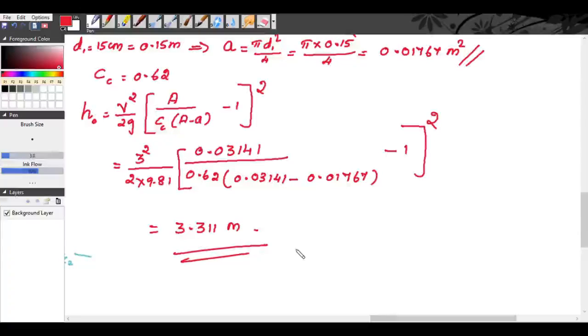Now, in the next class, in order to complete our third module, we have more problems. We have two more concepts. We have already studied the concepts hydraulic gradient line and total energy line. So problems related to the hydraulic gradient line and the total energy line, we will see in the next class. And after that, we will see problems related to pipes laid in series and parallel. So with that, our third module will be over.